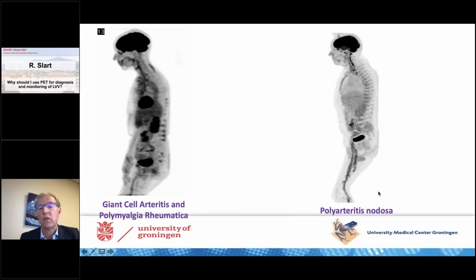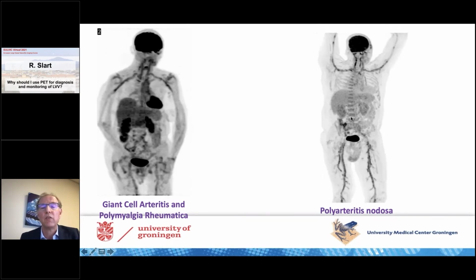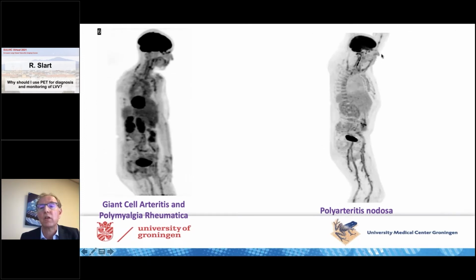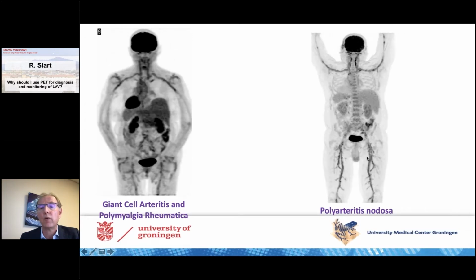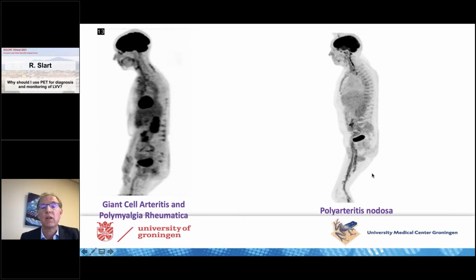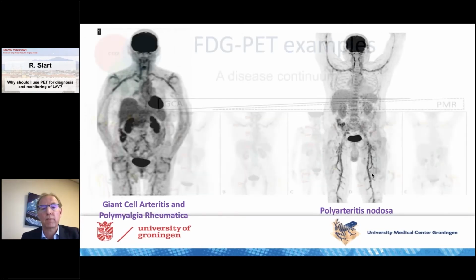If you go to the other one, it's a typical example of polyarteritis nodosa. The center part is negative, no uptake in the aorta, but if you look at the subclavian and the carotid and also the axillary branch, they are active, as well as the femoral part, including the branches here of the femoral arteries. They're also active. It's more a pattern that fits polyarteritis nodosa.